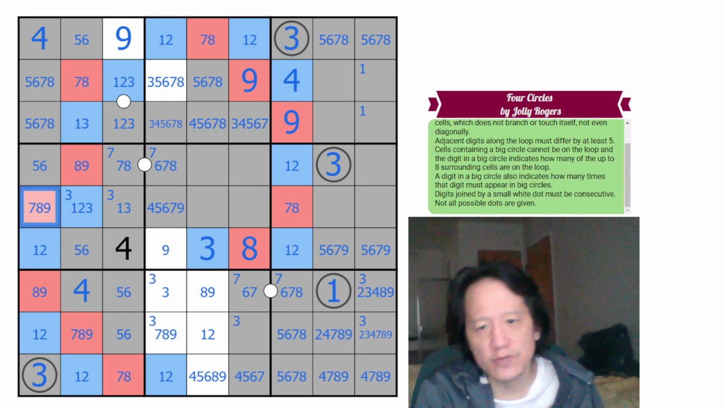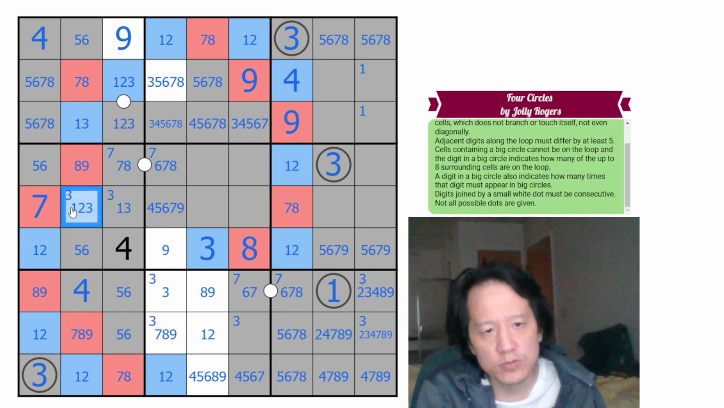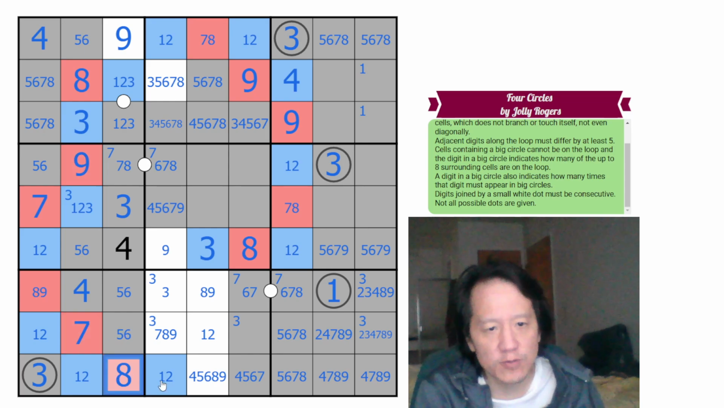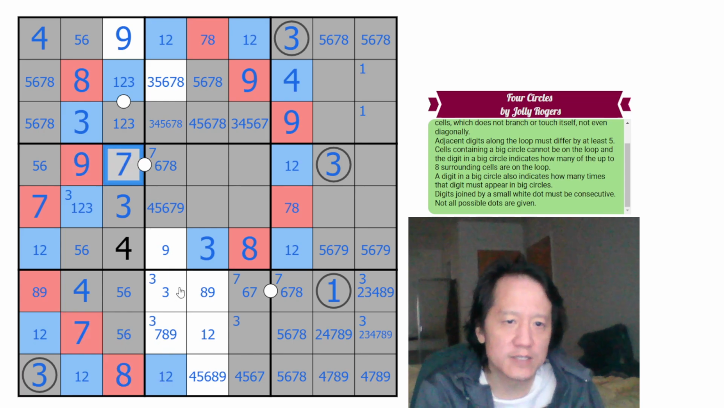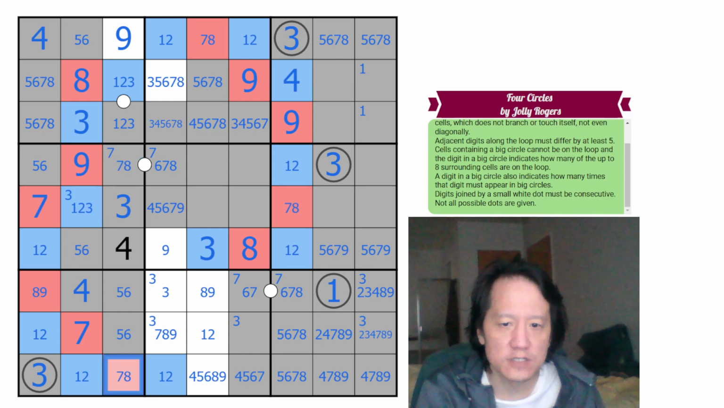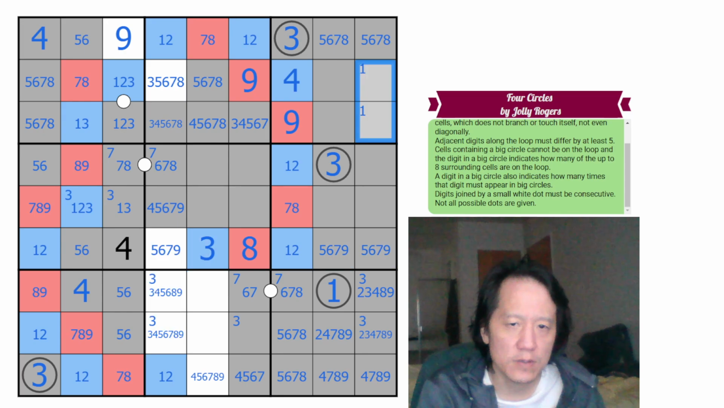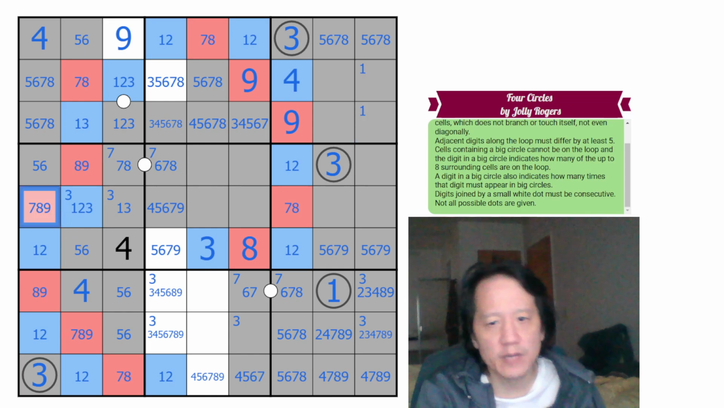Let's say this was 7. If this was 7, this has to be 1, 2, 1, 2. Therefore, this would be 3, which means this can't be 3, which means this is 3, which means this is 8, this is 9, which makes that 7, which makes that 8, which makes that 7. So we have a contradiction. Therefore, we're just going to clear this back out. This cannot be 7, then.